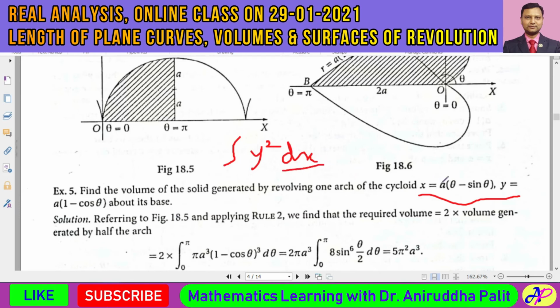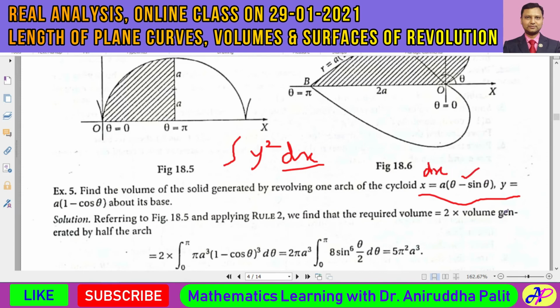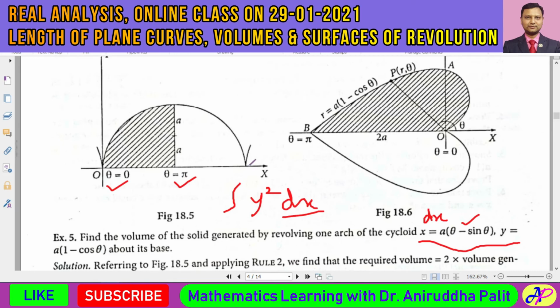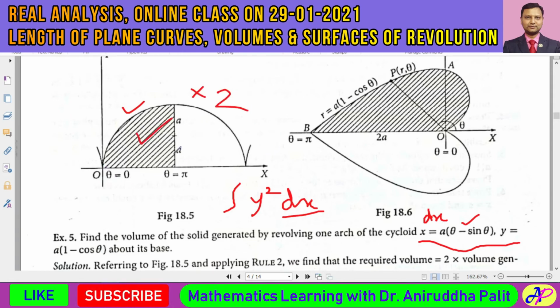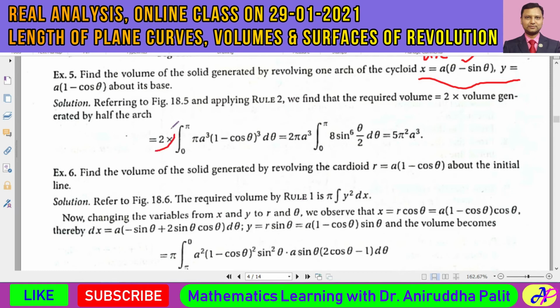And how to compute dx? Dx has to be computed from this expression of x. Got it? And over here, you see this total curve is symmetric about this middlemost point. At the left point, theta would be 0. At the middlemost point, theta would be pi. And at this right point, theta would be equal to twice pi. So you can compute the contribution from one part and multiply it by 2. You will get the final expression. That's why we have this 2.